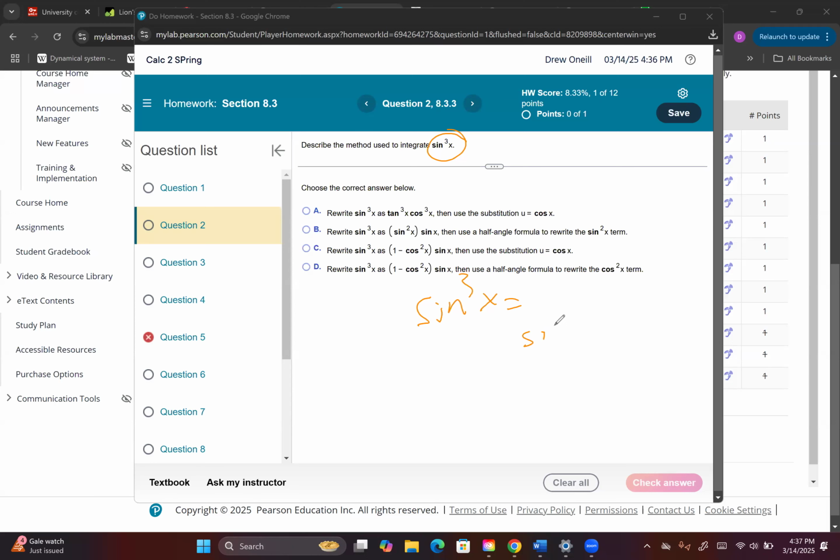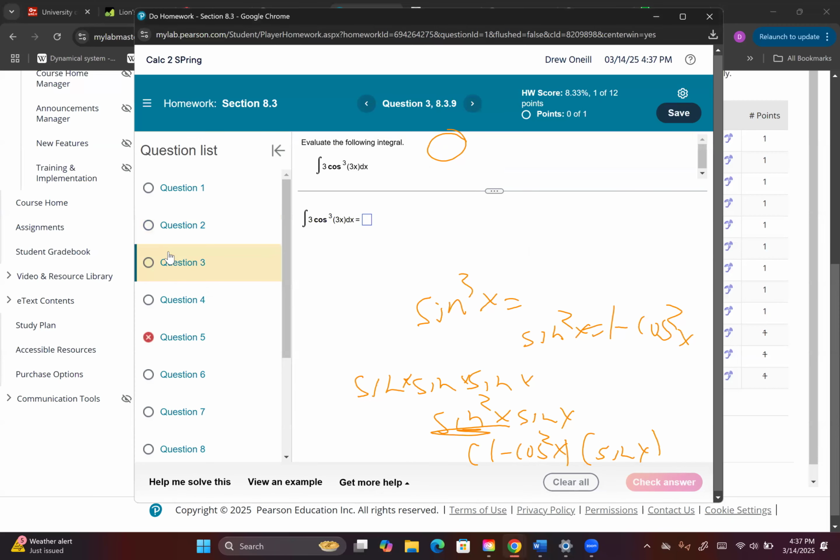we could write sine squared as 1 minus cos squared. But we don't have that, right? We have a cubed. So what we're imagining here is 3 things, right? Sine cubed is sine times sine times sine, right? But if you notice, if we write it that way, that's actually sine squared times sine. And then we have the Pythagorean identity here, so we can rewrite sine squared as 1 minus cosine squared, times sine. Okay? So that's that one.